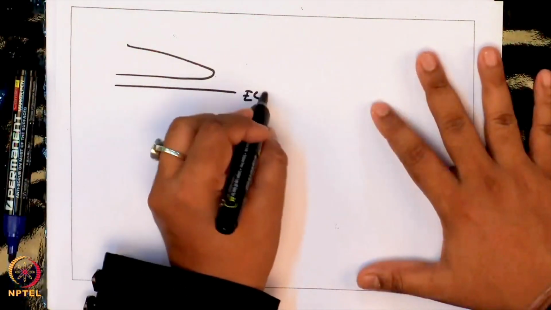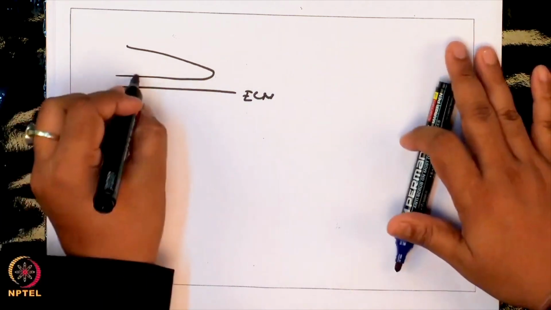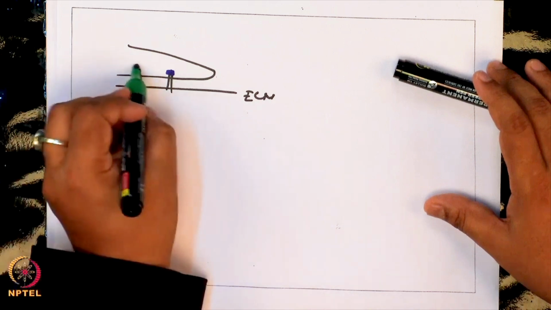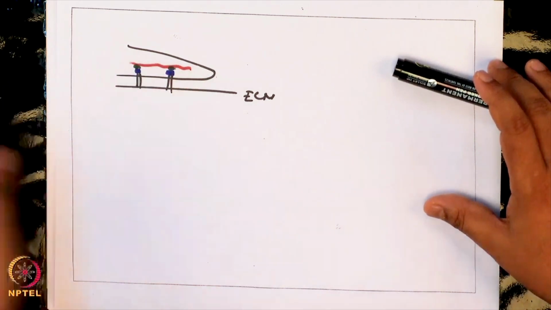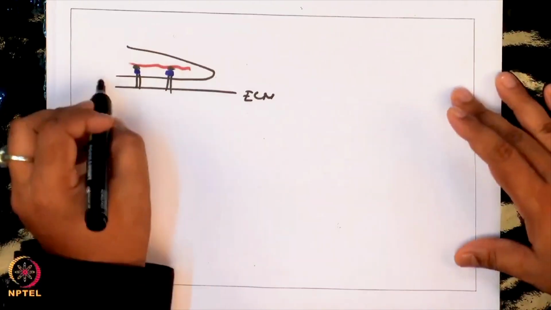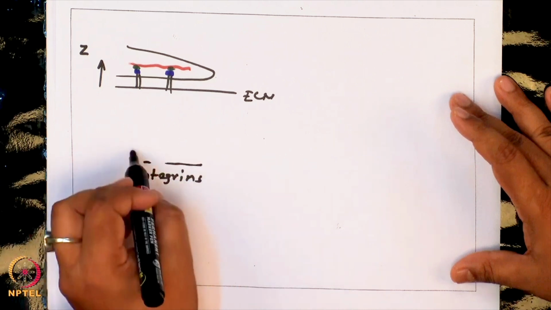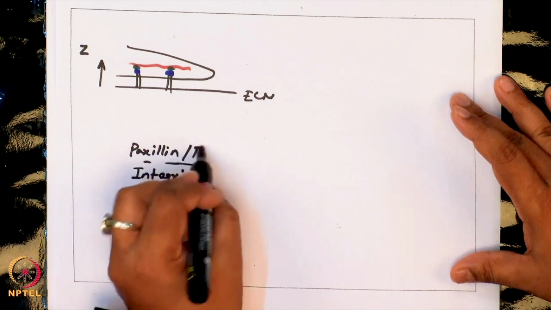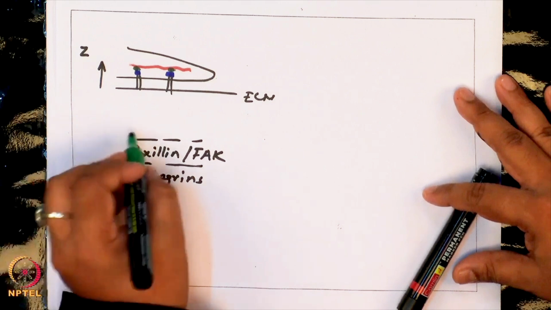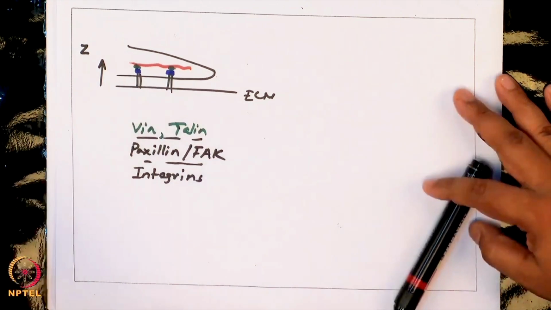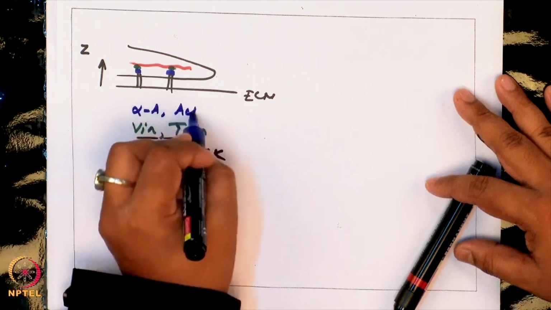Now, imagine a situation where this is your cell membrane. This is your ECM, you have your integrin molecules here, and then various other proteins. I am just drawing these layers, and eventually you have your actin filament. As a function of z, if this is my z height, you have your integrins. Then you have molecules like paxillin and FAK, on top of which you have vinculin and talin. Talin exhibits a direct orientation, and on top you have alpha actinin and actin.